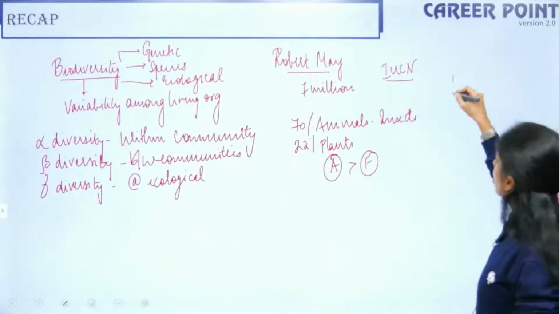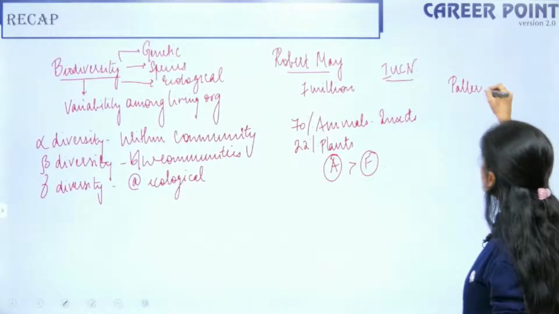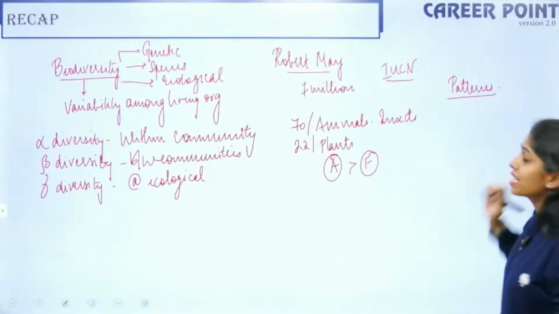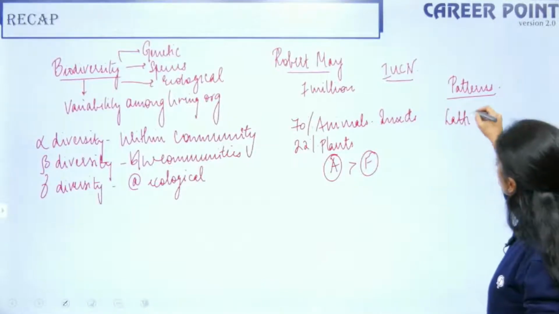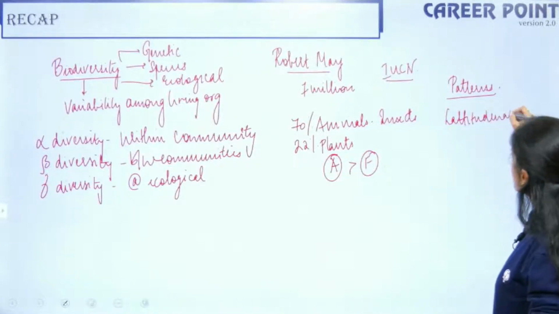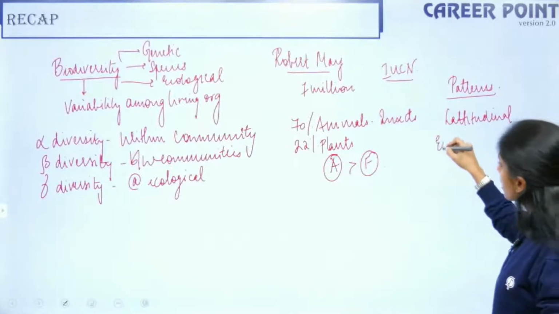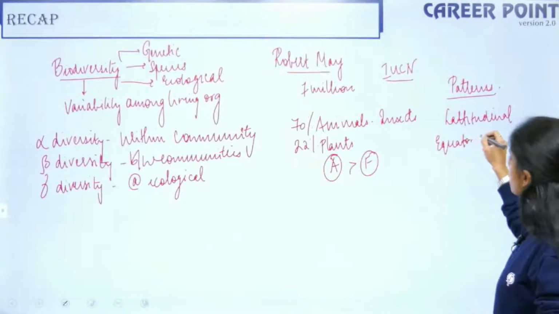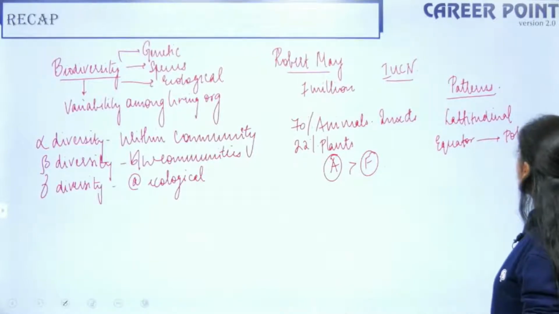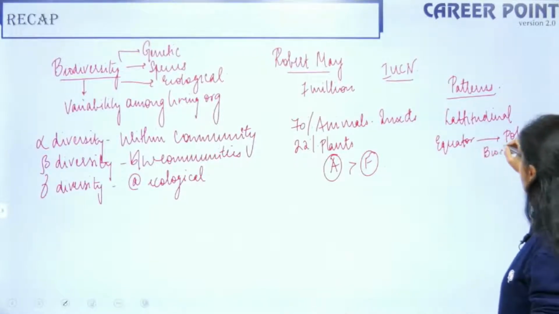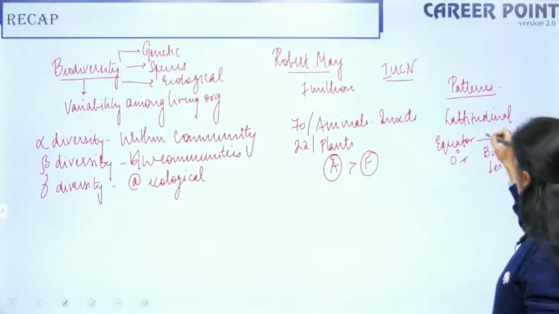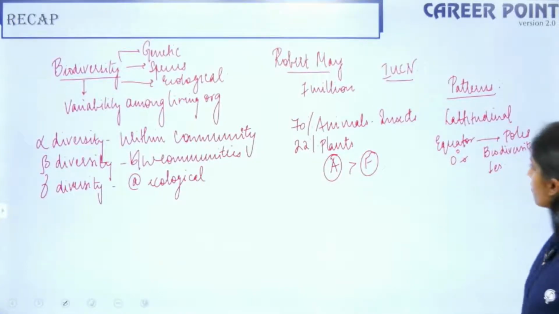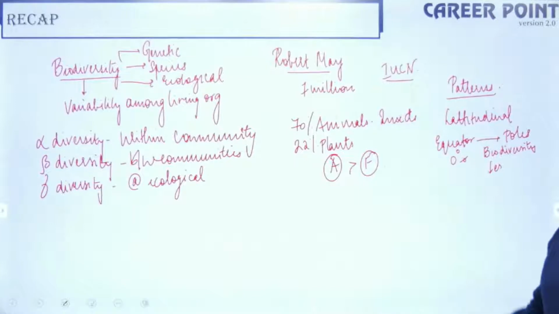Then we went on to talk about the patterns of diversity. So does biodiversity increase at some point? Yes. So we started talking about the latitudinal gradient. What is the latitudinal gradient? As you move from the equator towards the poles, your biodiversity decreases. The equator is 0 degrees and it goes higher, right? So this is your poles. So this is about your latitudinal gradient.